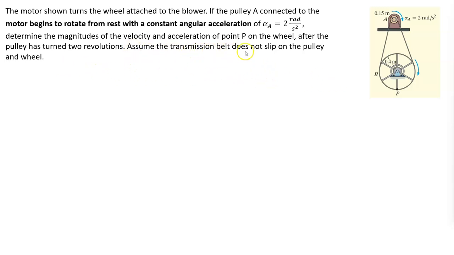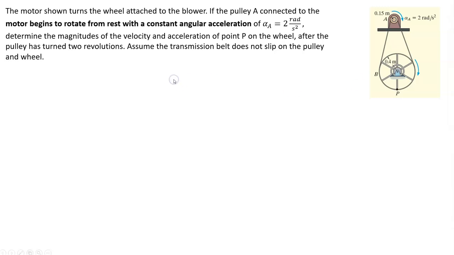Assume the transmission belt does not slip on the pulley or on the wheel. And again, whenever they say the pulley, they mean up here. Whenever they say the wheel, it's here. So we're looking at the pulley turning 2 revolutions, and we're going to assume that the transmission belt doesn't slip, so there's not a bunch of jerking and not a lot of wasted energy. Again, we've got an angular acceleration that we know is constant. That means we can use our 4 kinematic equations. And we're really concerned with what's going on up here, dictating what's going on down on this wheel.